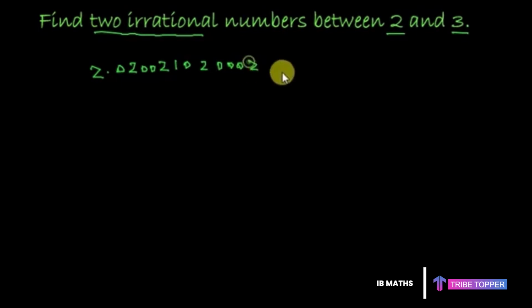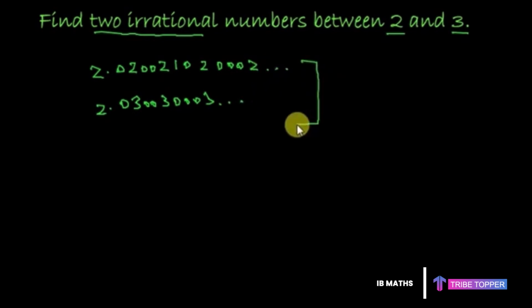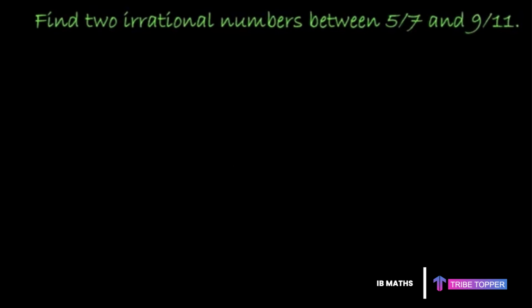2.0200210020002. So this can continue endlessly, or another number 2.03003 and 0003. So nothing comes out to be repeating in a particular order. So these non-terminating and non-repeating decimal numbers are the 2 irrational numbers between 2 and 3. So now let's check it for a fraction.